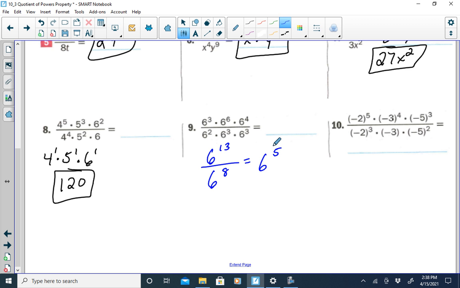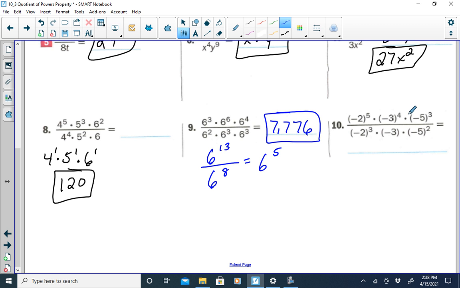If we want to evaluate 6 to the 5th power, right, we could use a calculator for that. That's going to be 6, y to the x, 5. That's going to be 7,776 for 6 to the 5th power.